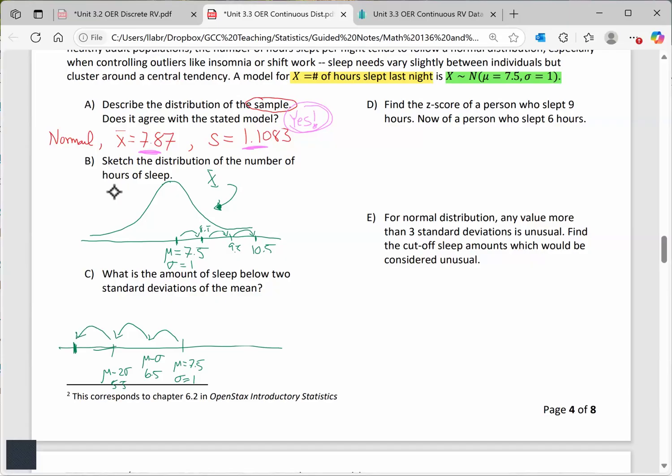All right, now here's a question for us. Find the z-score of a person who slept 9 hours. So they're basically saying X is 9. We observe somebody with 9 hours. Remember that the z-score is X minus mu over sigma. So let's go ahead and plug that in. That's 9 minus mu, which is 7.5 using our model, divided by 1. So that becomes 1.5.